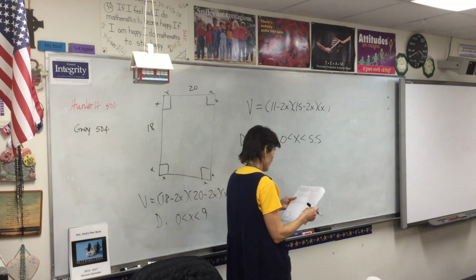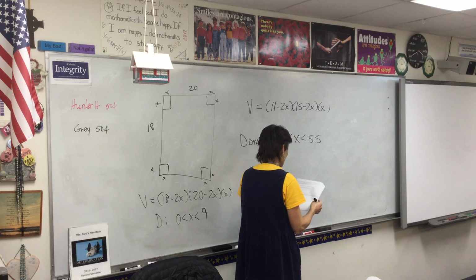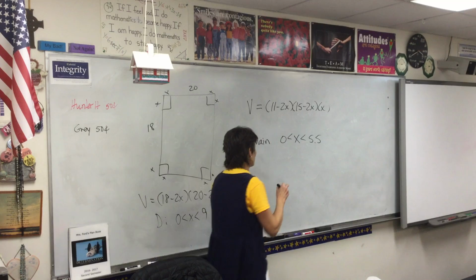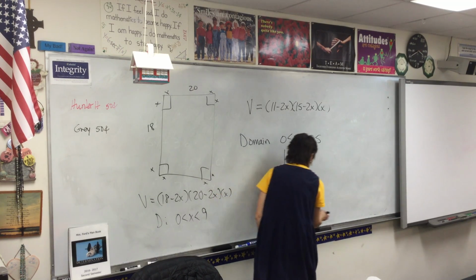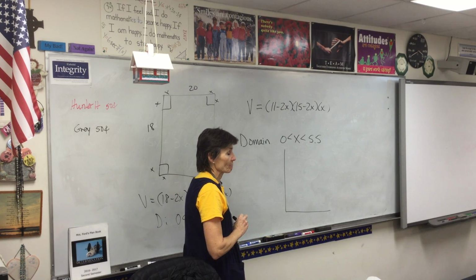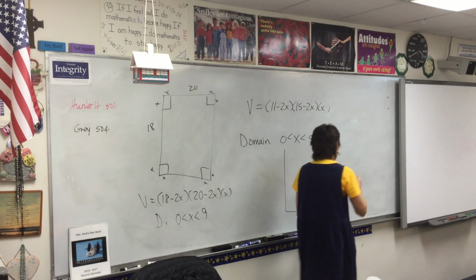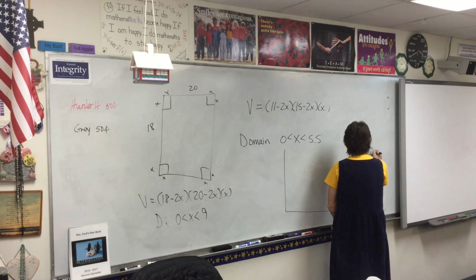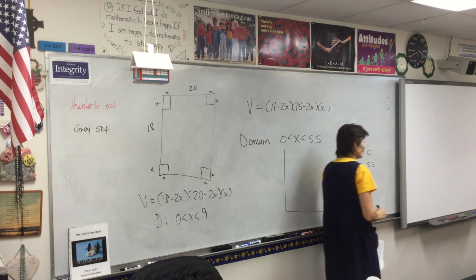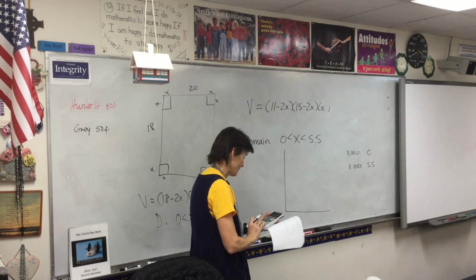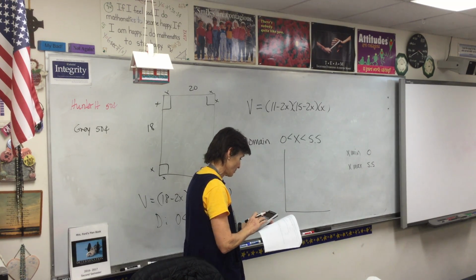So that part is simple. Now, the next part says, graph it and then find the X that maximizes the volume. So we're going to draw a picture of this. And X min and X max are right there. You already did that part. Anytime you're graphing, you have to set your window, and you've got it already.